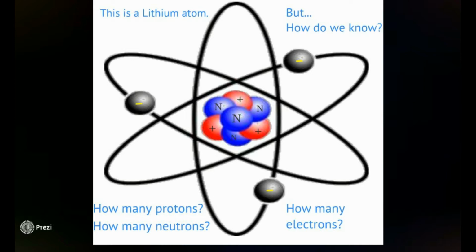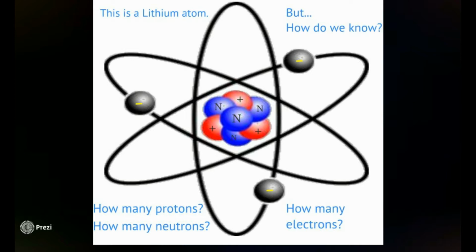Now, the neutrons, I'll go ahead and tell you, they're like the fat of the atom. They're just there. They're the extra weight. They would give it the mass. Protons contribute too, but you can't change the number of protons without changing the identity of the element. So in other words, I know this is lithium because there are 3 protons.